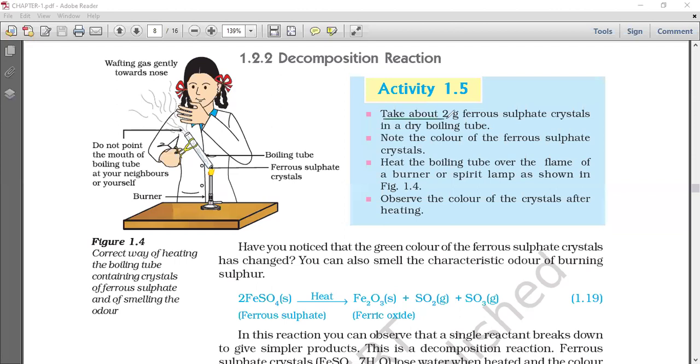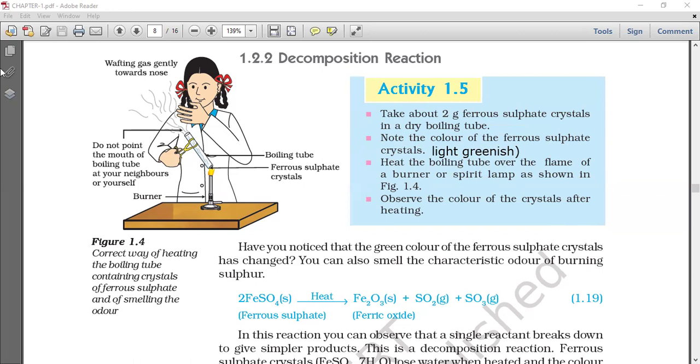So let us see. Take 2 grams of ferrous sulfate crystals in a dry boiling tube, and now he's asking, note the color of ferrous sulfate. What will be the color of the ferrous sulfate? You note down in your textbook, the color of the ferrous sulfate will be light green, a greenish color. The video is already given in the description.